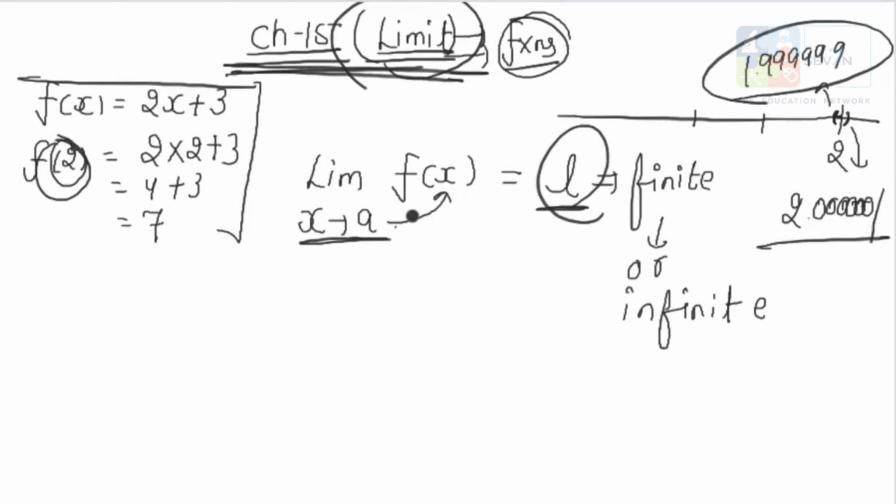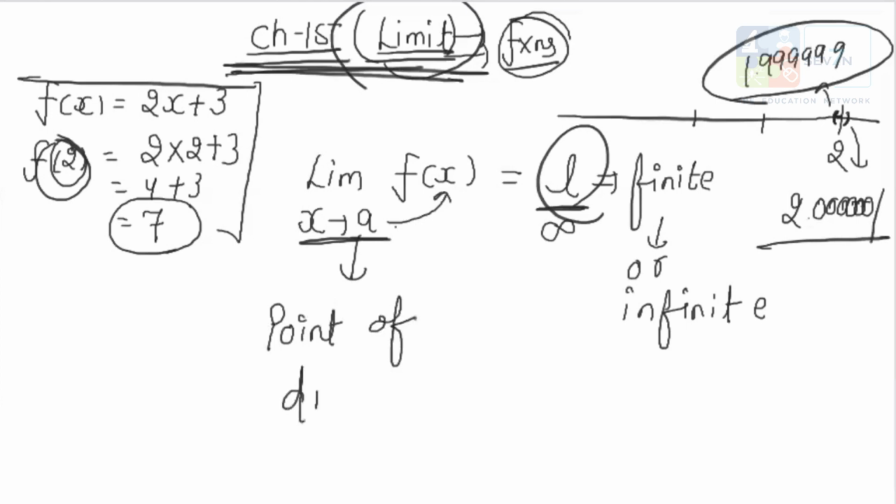But suppose there is a function, and if we are putting this number and the limit does not exist, suppose if you are putting a here and you will get infinity, it means this a point is a point of discontinuity.